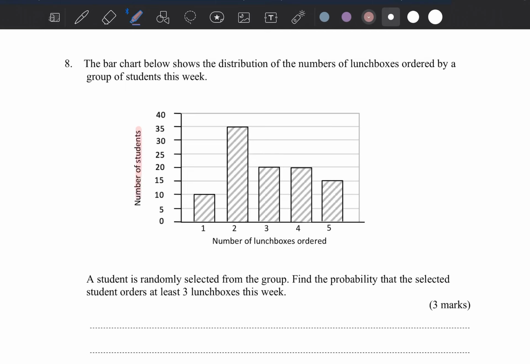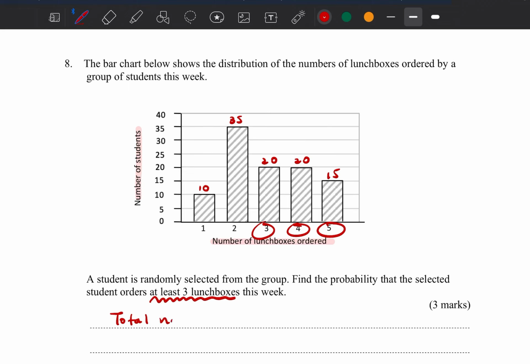Okay, so for a bar chart, how do you look at it? So let's look at the information, number of students, number of lunchbox orders. So this bar chart, number of students is 10, 35, 20, just by looking at here. Okay, and then 15. So then look at the questions. A student is randomly selected from the group. Find the probability that the selected student orders at least 3 boxes. At least, meaning 3, 4, 5.